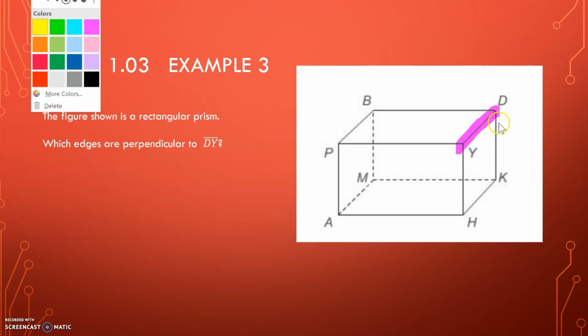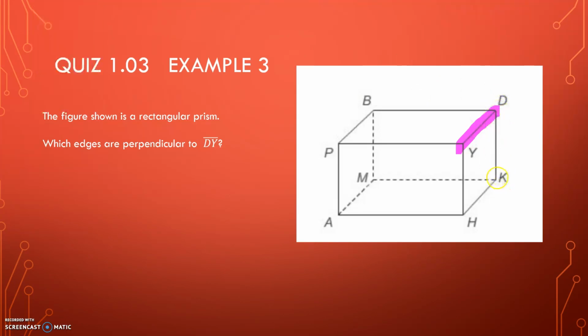So the lines that would be perpendicular are, let's see here, DK, YH, BM, PA. All of those lines run perpendicular to line DY, or line segment DY. Notice there's no arrows on there, so it's line segment DY.